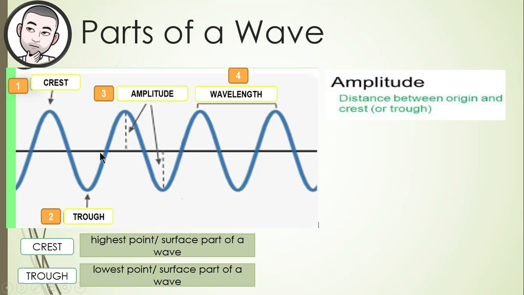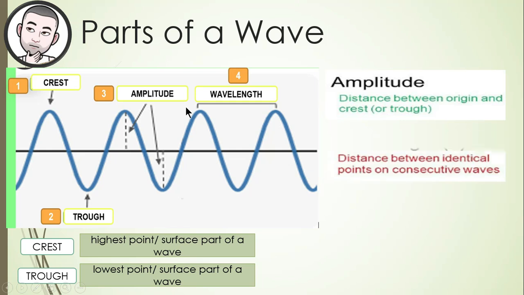So the line here that you can see at the center is what we call the normal line or the origin of the wave. So from that origin going to the highest point, and then from this origin going to the lowest point, these are what we call amplitudes.